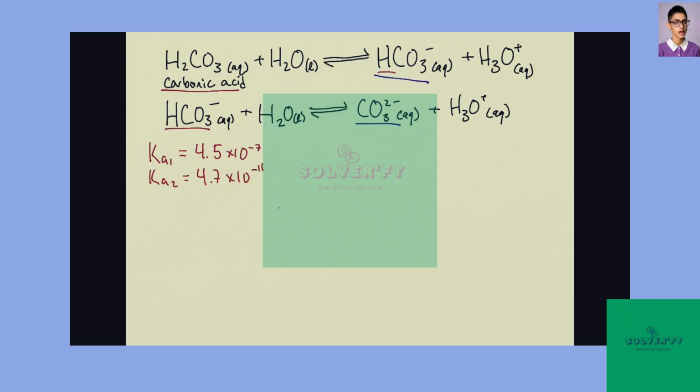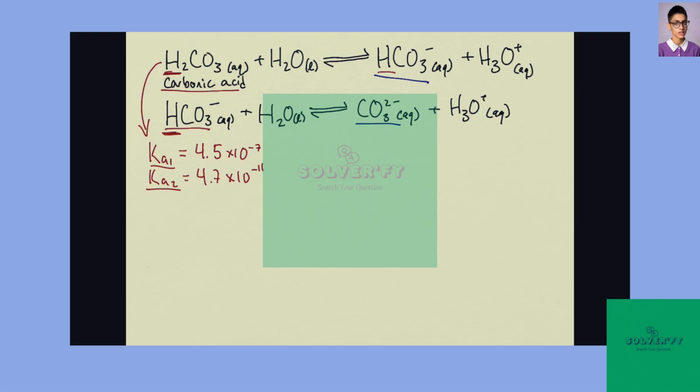Carbonic acid has two Ka values because it has two hydrogen atoms. So Ka1 is representing this first equation, the loss of the first hydrogen here, and Ka2 is representing the loss of the second hydrogen.